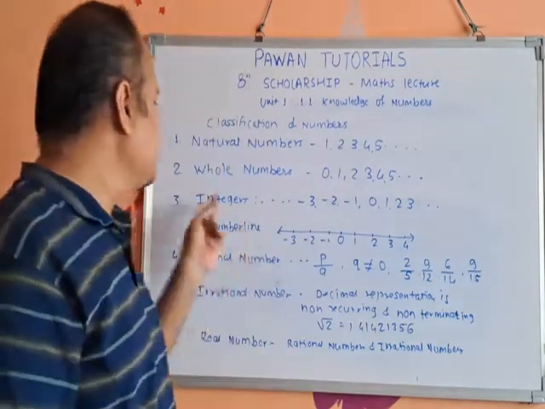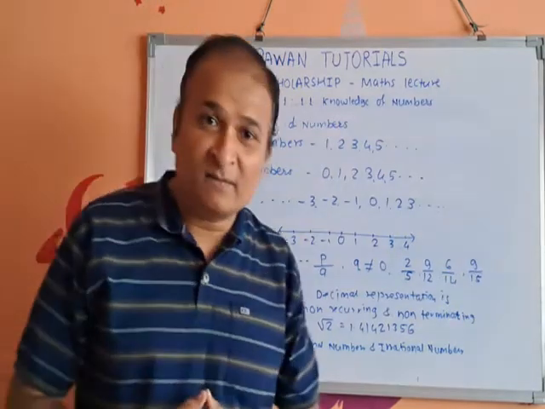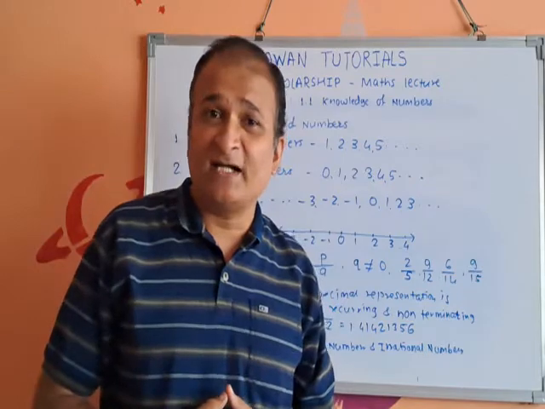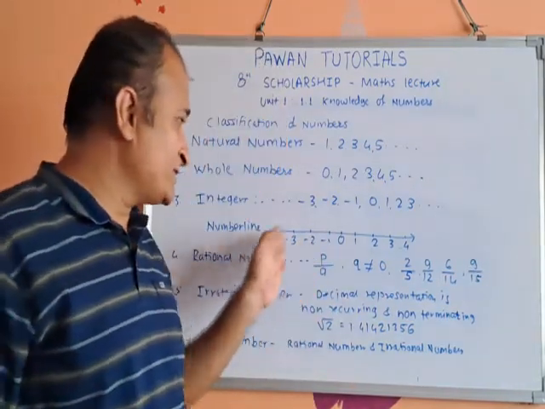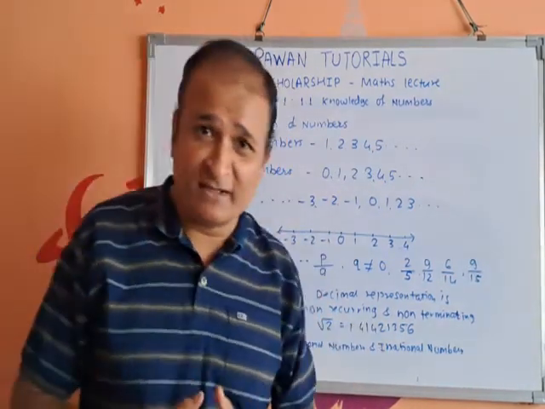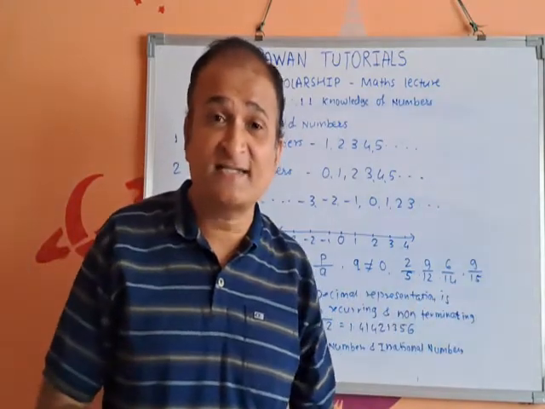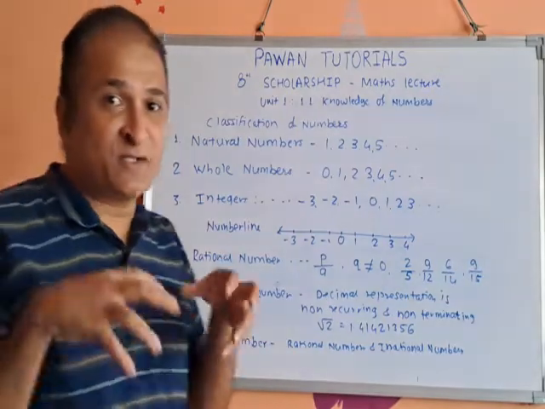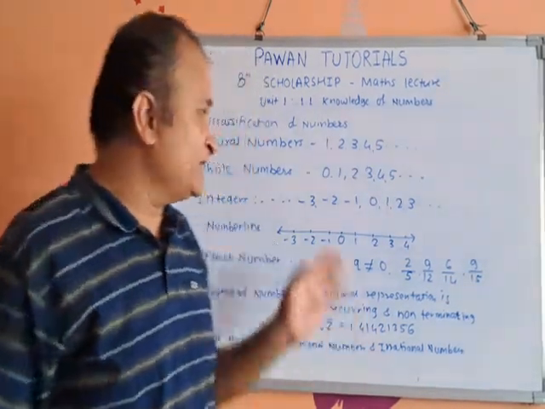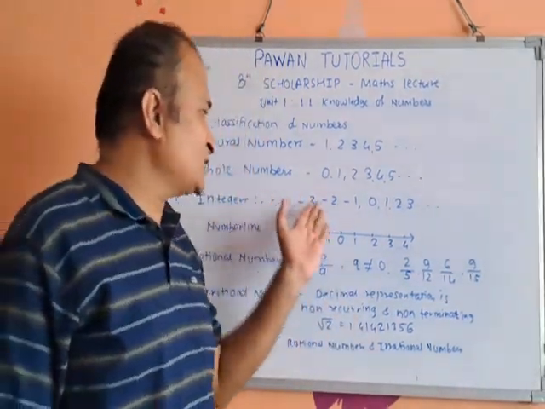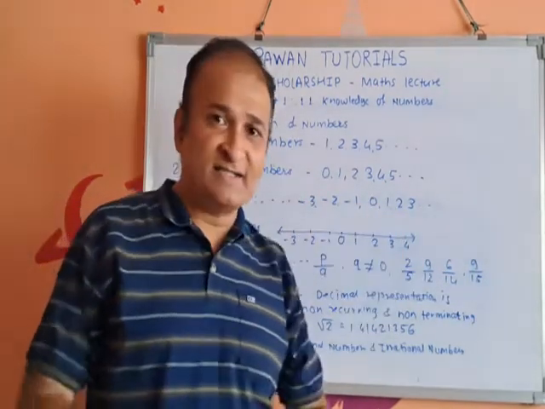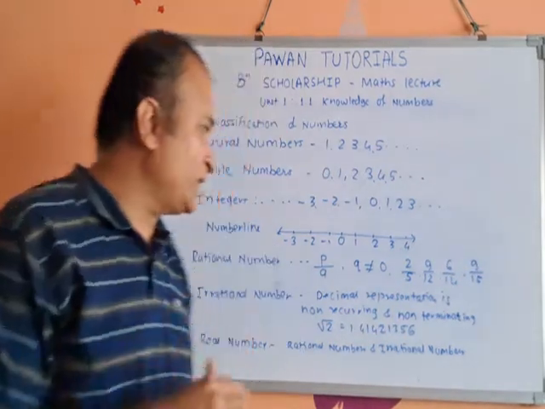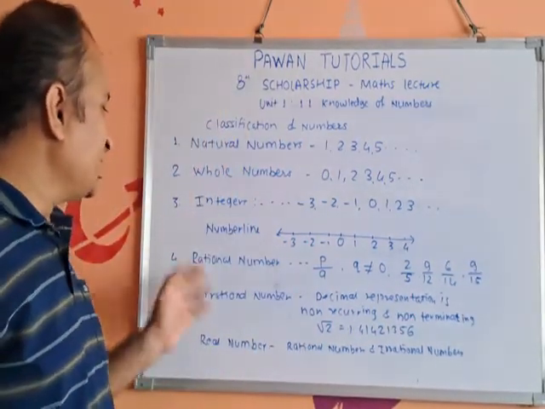Right, students? So integers means what? Integers are the set of positive as well as negative integers. As I said just now, we have seen the number line. The number line is a set of integers. It consists of positive integers as well as negative integers. Look at this: minus 3, minus 2, minus 1, 0, 1, 2, 3. These are all integers. So integers consist of positive integers as well as negative integers. Right, students?